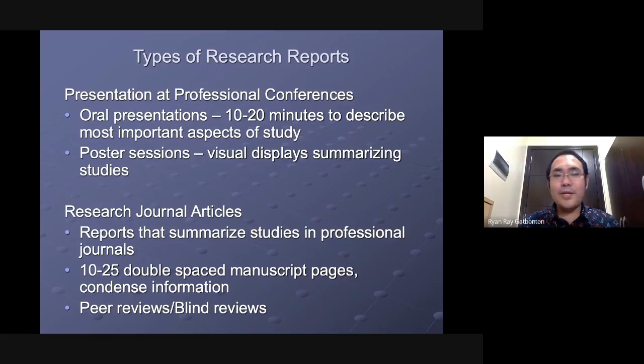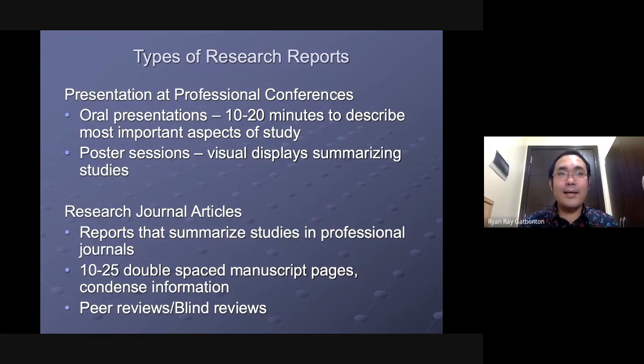When we say presentation at professional conferences, this refers to the conference. Mga seminar, mga gathering ng mga experts and practitioners, tapos may magpe-present ng research doon sa conference na 'yon. It can be in the form of oral presentation kung saan pine-present mo in public yung paper mo in a forum, or it can be in the form of poster presentation or sessions, or the visual display which displays your summarized study.